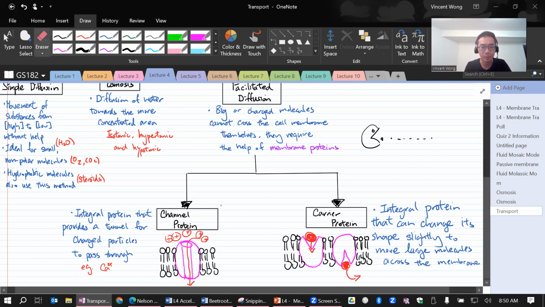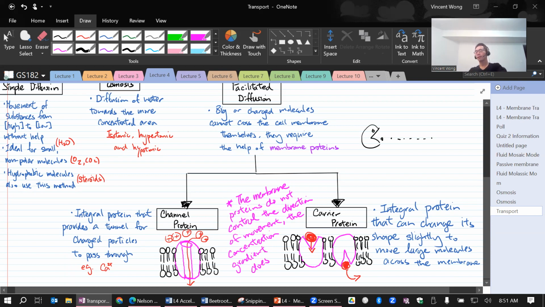Right? So I'm gonna put here the membrane protein. In this case, the membrane protein does not control the direction of movement. The concentration gradient does.